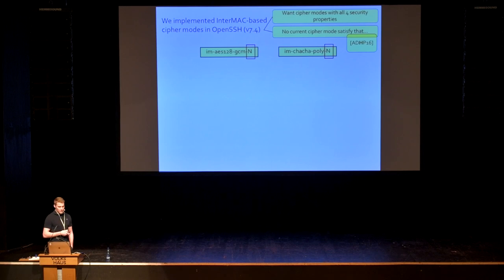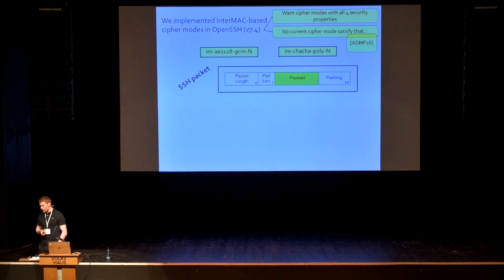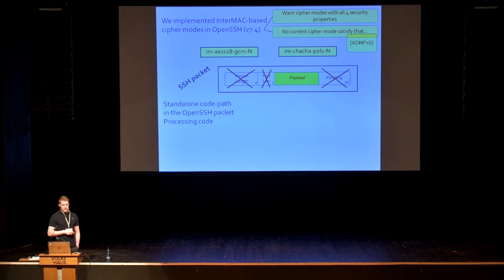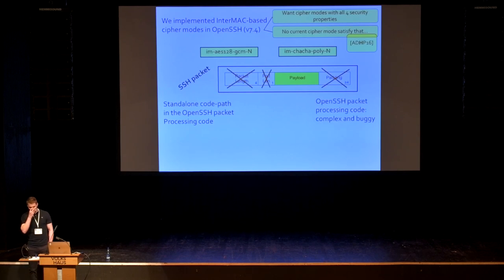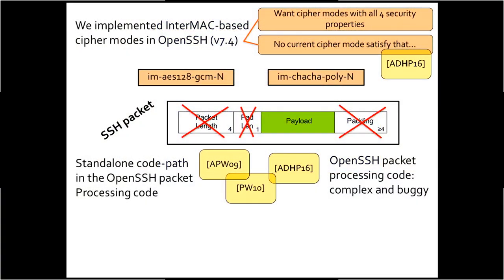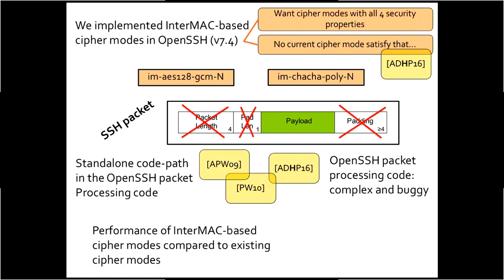There are two remarks I want to make about the implementation of these cipher modes. The first one is that when you use InterMAC, actually, the majority of the fields in the SSH packets become redundant. So maybe controversially, we remove these to save a bit of overhead. The second remark is that we implement a standalone code path for InterMAC when it's doing this cryptographic processing. The reason for that is that the packet processing in OpenSSH is quite complex and historically pretty buggy. If you don't believe me, you can read this paper, or this one, or this one. There are probably several more. Also, processing using InterMAC is quite a lot simpler than the normal cipher modes.